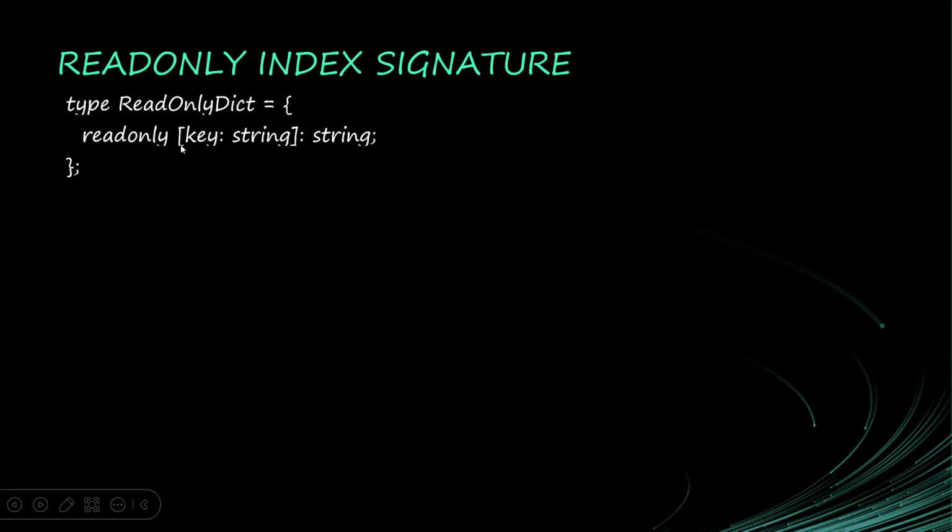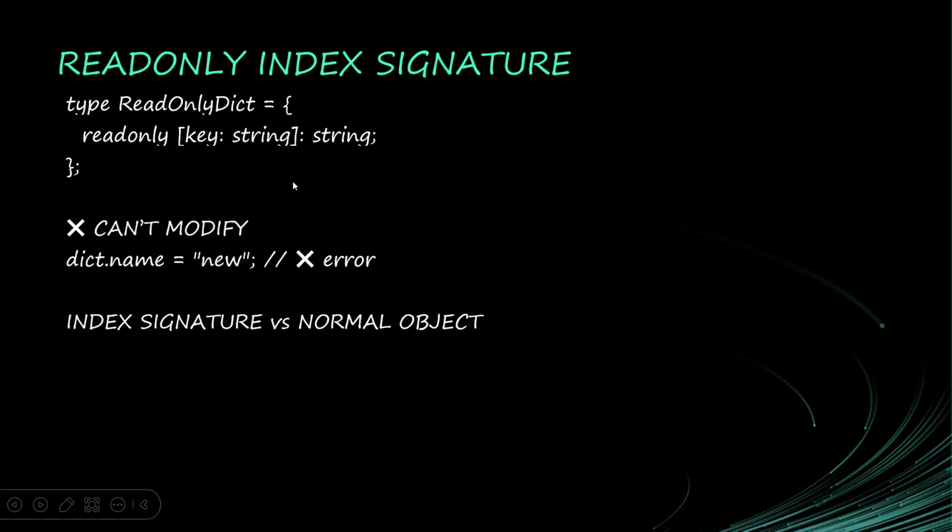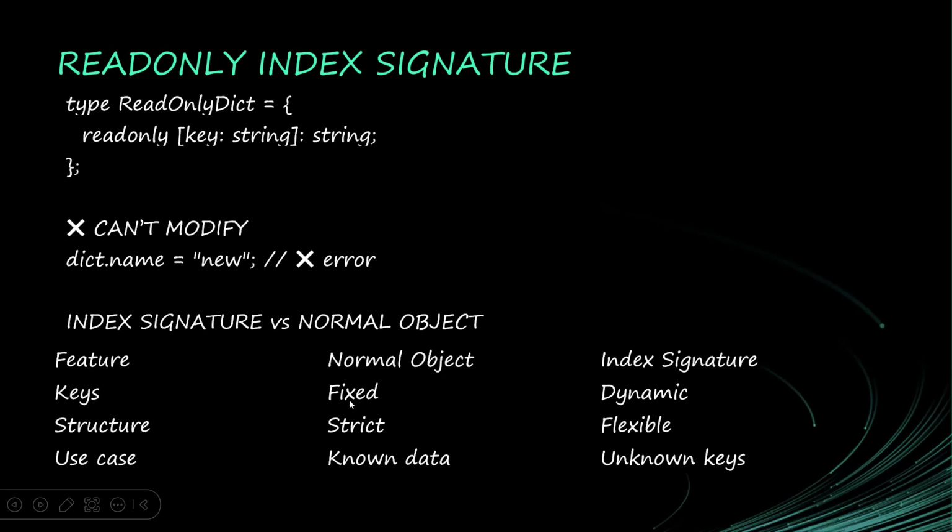So you can also make your index signature read only. All you have to do is to pass the read only keyword, and people cannot modify it. They cannot modify it. So index signature versus normal object. The keys of a normal object are fixed. They are not dynamic. You cannot add them later. But for index signature, we make the keys, the property names, to be dynamic. We can add. For structure, normal object is very strict, but index signature is flexible.